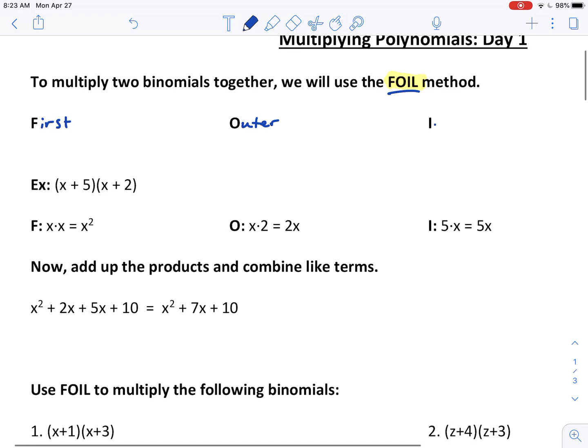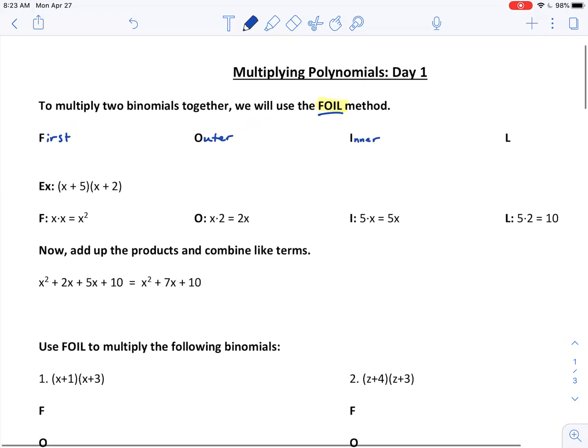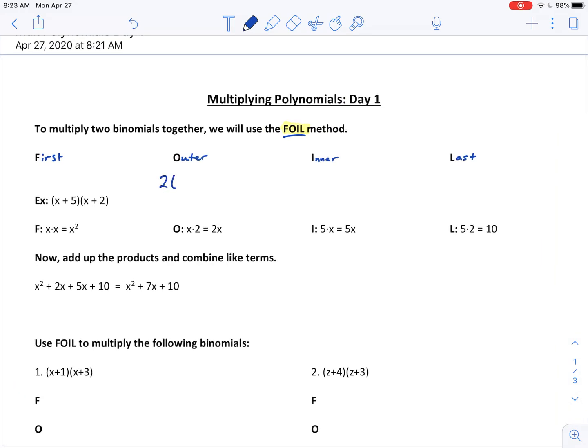So last week we added and subtracted polynomials. This week we're going to take our next step and multiply polynomials. To multiply, we're going to use our new method, the FOIL method. And FOIL is just an acronym that stands for first, outer, inner, and last. This is a way that we can be sure that we're really getting all of the multiplication done.